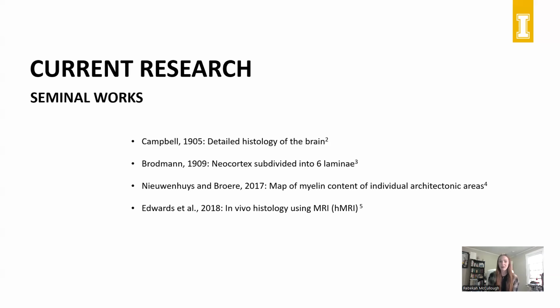And then Edwards et al. in 2018 did an in vivo histology using MRI, which he shortened to HMRI. And that's super cool because a lot of our information previously was all based on cadavers, being able to just cut into the brain after the person has passed. But this was one of the first cases where they were able to do that MRI while the person was still alive and be able to map out the histology that way.